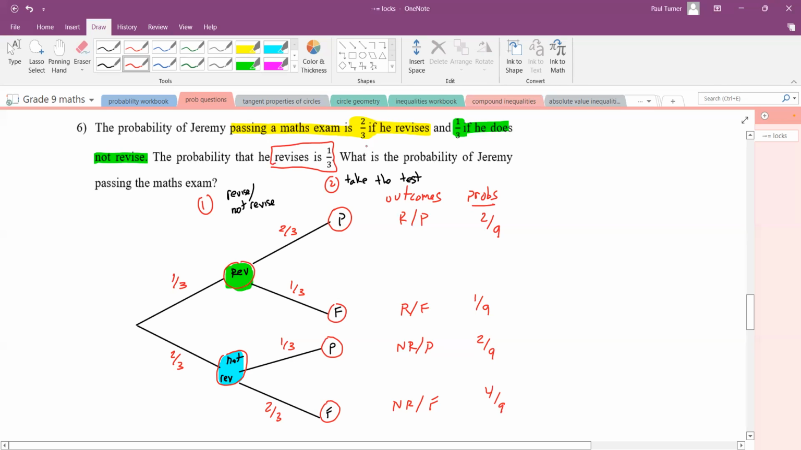So what's the probability of him passing the maths test? So passing the maths test would be revising and passing, so this one, and not revising and passing. So there's two conditions where he may pass the test. The first one is when he revises and he passes, or maybe he doesn't revise and he passes as well. So your probability for your final answer will be 2 on 9 plus 2 on 9. So his chance of passing is going to be 4 out of 9, so a little bit less than 50%.